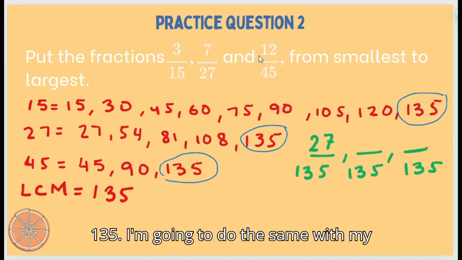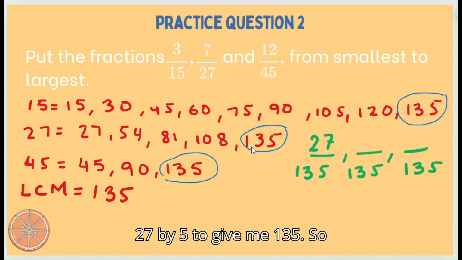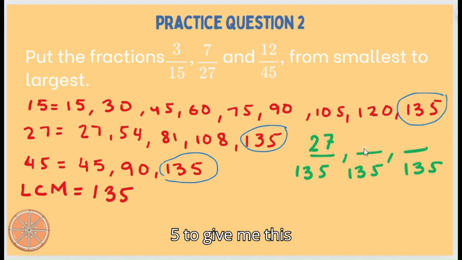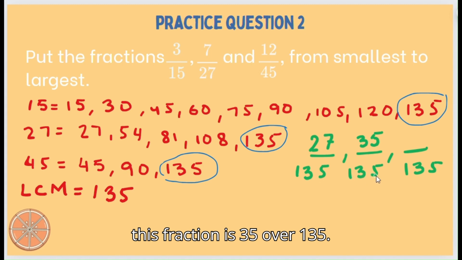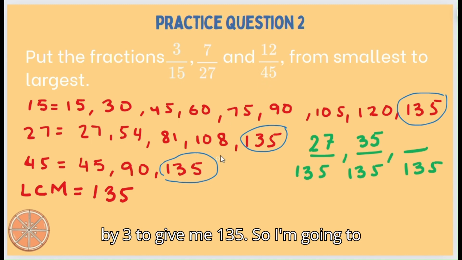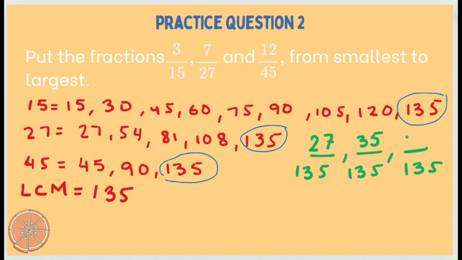I'm going to do the same with my second and third fractions. So I multiply 27 by 5 to give me 135, so I'm going to multiply the numerator 7 by 5 to give me this numerator. 5 times 7 is 35. So this fraction is 35 over 135. Now 12, I multiplied 45 by 3 to give me 135, so I'm going to multiply 12 by 3 to give me 36.